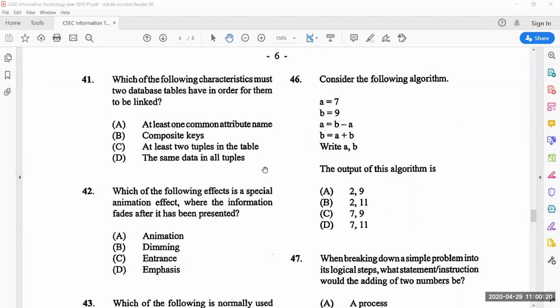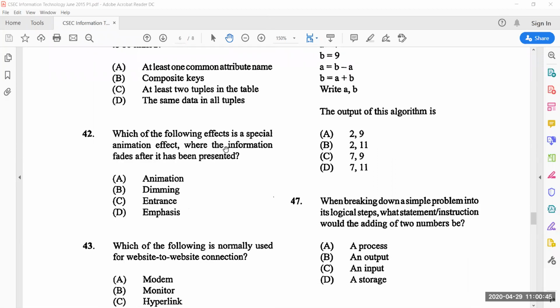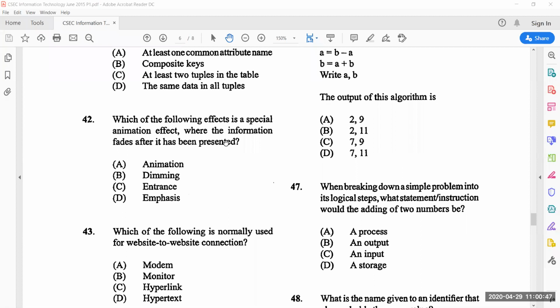Group 3. Let us continue with question 41. Which of the following characteristics must two database tables have in order for them to be linked? Right, composite keys, yes. Which of the following effects is a special animation effect where the information fades after it has been presented? Dimming, yes, dimming.